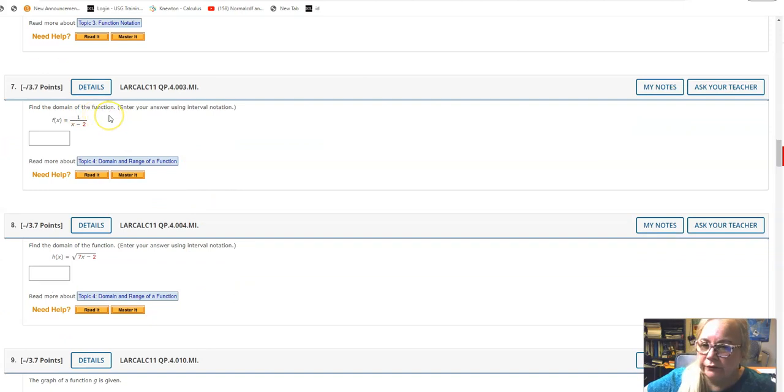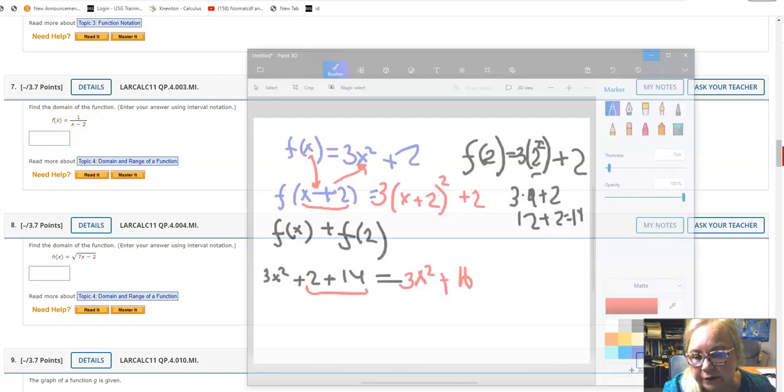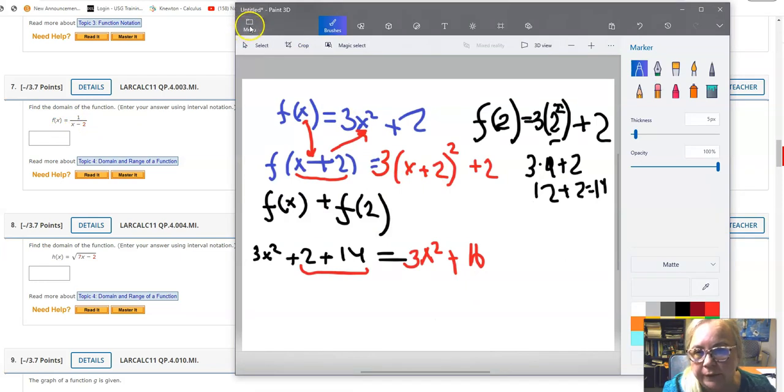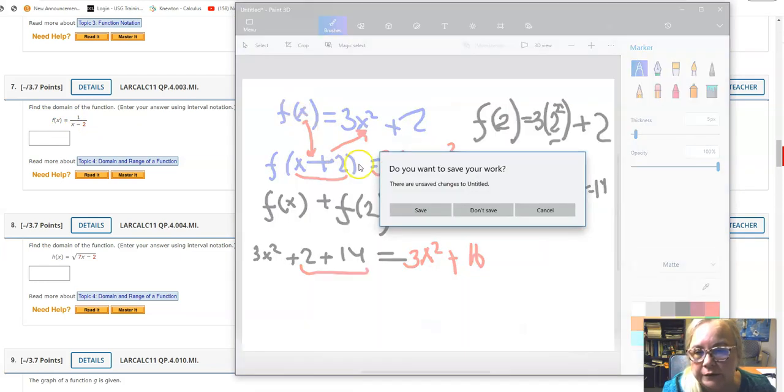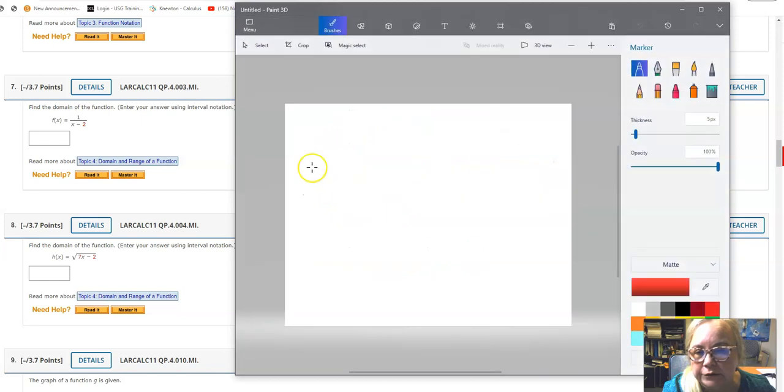Find the domain of the function. So here we have a rational function, and for a rational function, the domain is all values of x for which the denominator is not 0. What is the denominator in here? The denominator is x minus 2, and we want that denominator not to be 0.